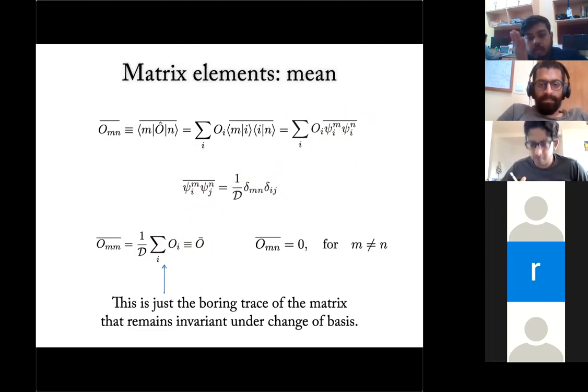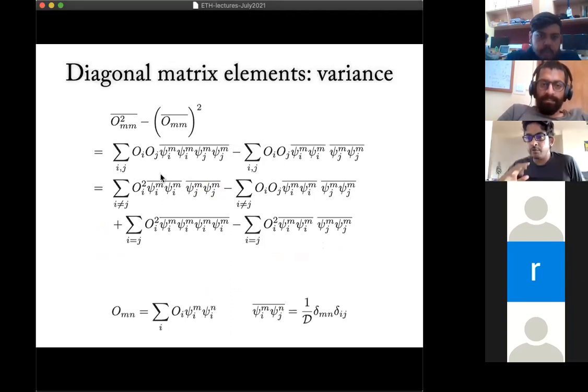Okay, so this is just the boring trace of the matrix, and it remains invariant under change of basis, nothing new here. You can also look at the mean of the off-diagonal elements. So this is the mean of the diagonal elements, this is the mean of the off-diagonal elements. And once again, since these things do not click for m not equal to n, you're going to get zero. So the mean of the off-diagonal elements is actually zero. Okay, so now we found the mean.